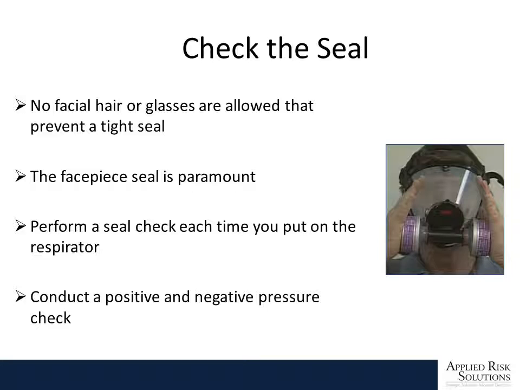The seal check: basically you can have no facial hair or glasses when you're using a full face respirator. The face piece must be pushed up and sealed against the face, and you perform the seal check each time you put on your respirator to make sure it's not damaged, that you can feel it pull up against your face when you pull air through it. And you want to do it both ways, with positive and negative pressure. You breathe in hard, make sure it pulls up against your face. While holding it against your face, you blow out and make sure that the air is coming out through the exhaust.